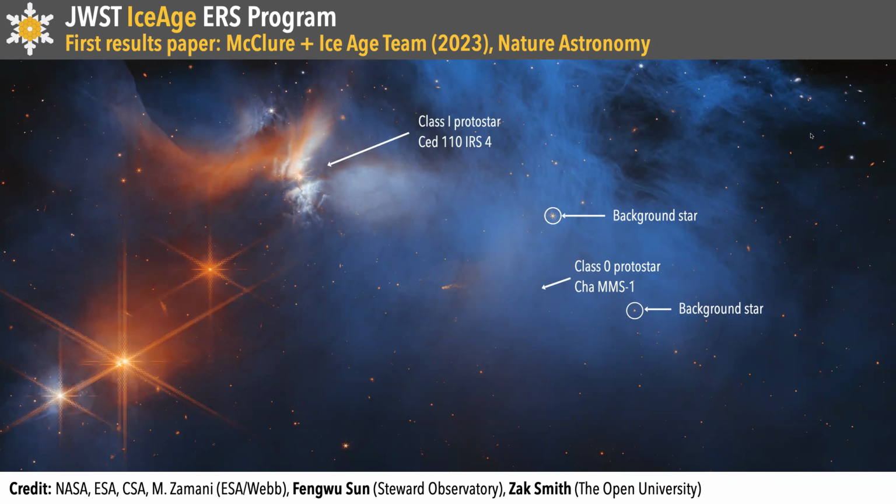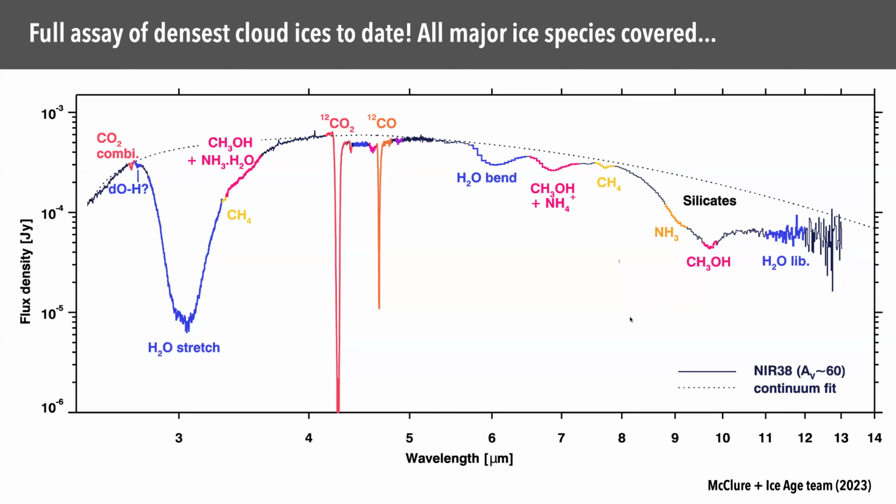I'm going to focus for the rest of the talk on... it's a beautiful picture, I encourage you to go in and look at it at high resolution. But I'll focus the talk on the two background stars here that I've circled, where we can see the ices that are in this cloud. So this is the spectrum that we got for the brightest of those background stars, and it just is spectacular.